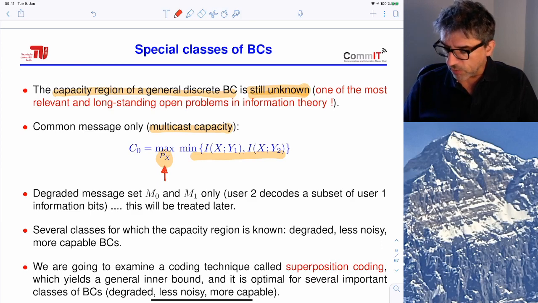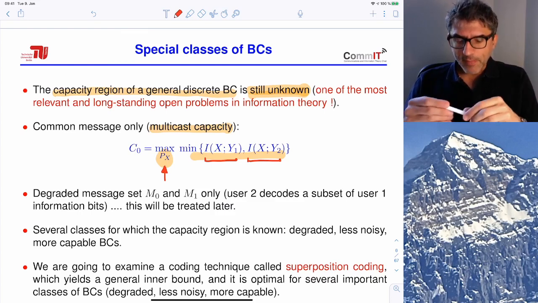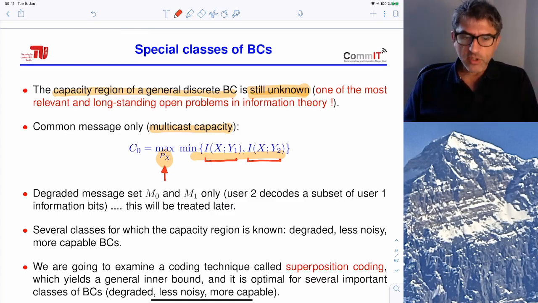achieving input distribution is not either the capacity achieving distribution that maximizes this one or that maximizes that one, so we are not operating at either the capacity of user 1 or the capacity of user 2, but the multicast capacity, which will be the best rate that is simultaneously achievable by both users. Okay.